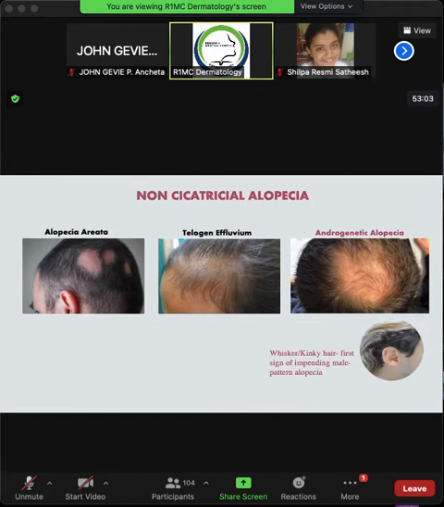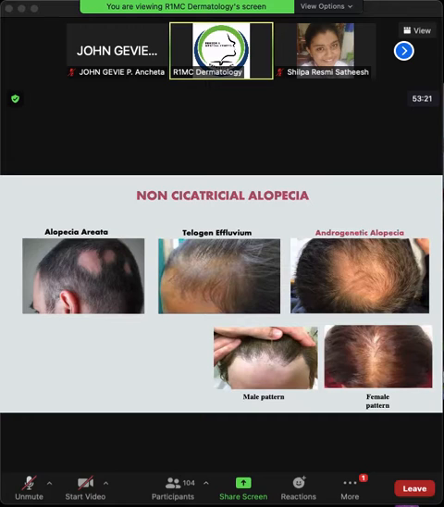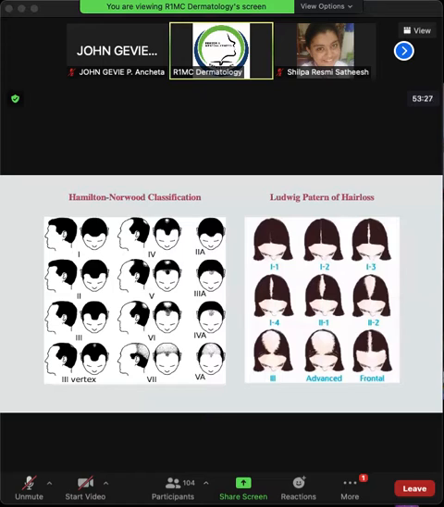Then last is your male pattern baldness, which is also your androgenetic alopecia, and you take note of your whisker or kinky hair, which can be the first sign of your male pattern alopecia. So we can have your male pattern baldness or your female pattern. These are actually distributions of the areas with a loss of hair. So we have your Hamilton-Norwood classification for men and your Ludwig pattern appearance for women.